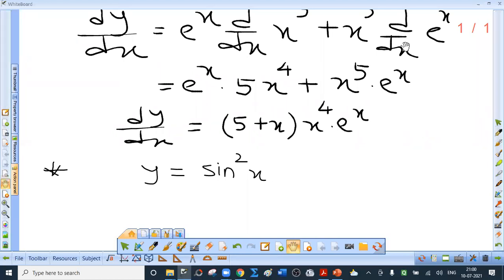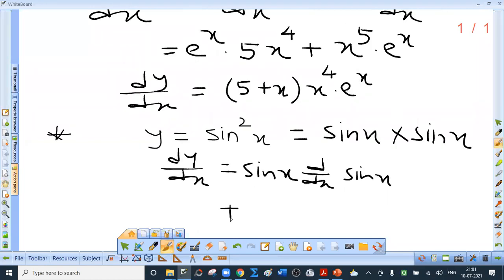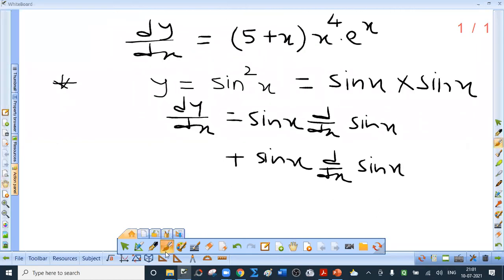x is algebraic, sine x is trigonometric. Still, I have asked you to find this. Means you have to express sine square x as what? Sine x into sine x. Now use product rule. First function sine x into derivative of second sine x, rather d/dx of sine x, plus second function sine x into derivative of first. Have I said that two functions should be distinct, different? No, u can be equal to v.